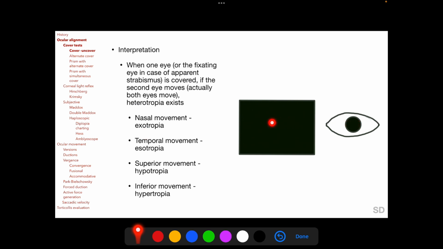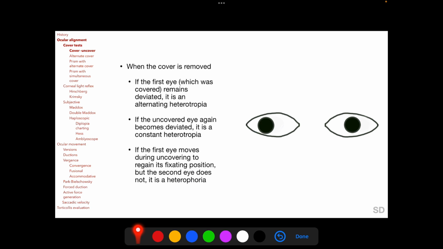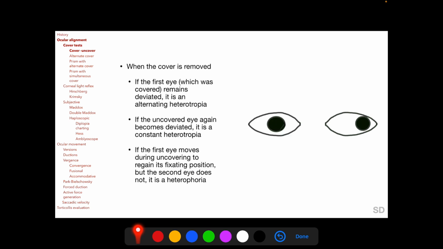Actually, both the eyes move in the same direction according to Hering's law, but the movement of this eye is not seen because of the cover. When the cover is removed, there are three possibilities. If the first eye remains deviated, then it is an alternating heterotropia because the deviation has alternated from the left eye to the right eye. The second possibility is that when the cover is removed from the first eye, the second eye again goes back to its deviated position. Then it is a constant heterotropia because the deviation has persisted in the same eye after the performance of the cover-uncover test.